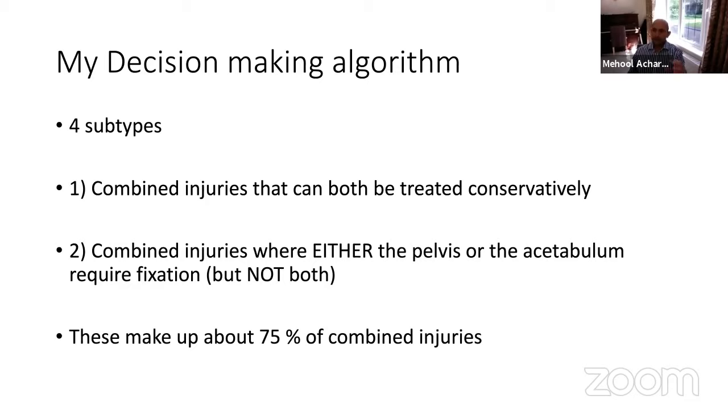You have subtype number two, where you have combined injuries where either one or the other needs fixation. So you may have an LC3 injury, you may have an APC type 2 pelvic ring injury that needs fixation, but the acetabular fracture on its own merit doesn't require fixation. Or vice versa, you may have a type 1 lateral compression type injury or an APC1 injury, but you may have a displaced acetabular fracture, which again would require surgery. So only one out of the two injuries requires fixation. And these make up about 75% of these combined injuries.